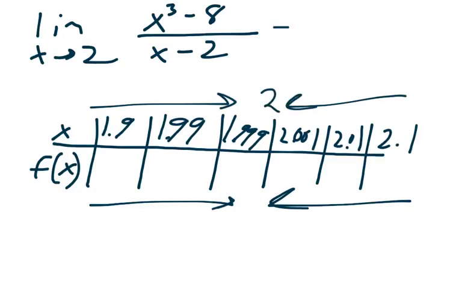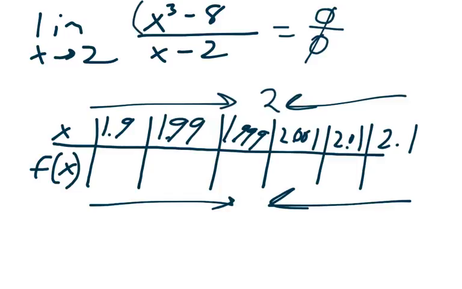Now, of course, if I plug 2 in here, we'd wind up with 0 over 0, and that's no good. But even so, we're not looking for what happens when we plug in 2. We're looking for what happens when x approaches 2. So I am just going to put these numbers into my calculator and see what comes out.